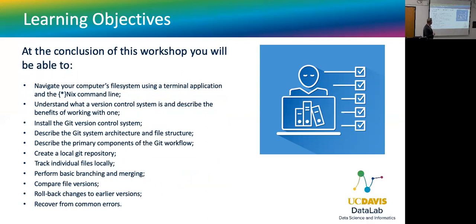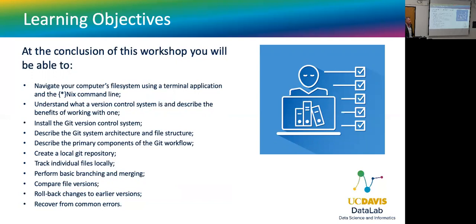Okay. Our learning objectives for the course are that you should be able to navigate your computer's file system using a terminal application and Unix command line stuff. If you don't already know how to do it, these are things we're going to learn. You will be able to do them when you leave this workshop. Understand what a version control system is and describe the benefits of working with one, right? It's kind of imperative, if we're going to do something, that it's nice to know why we would want to do it. And so we'll get into that a little bit.